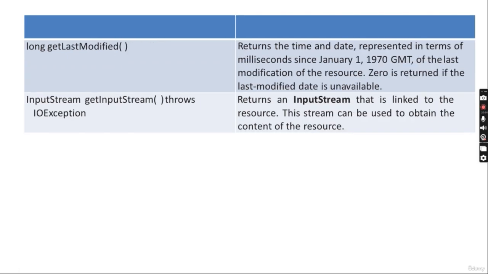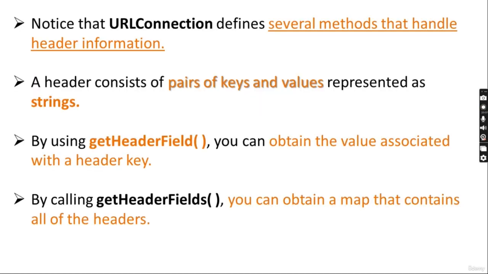long getLastModified() returns the time and date, represented in milliseconds since January 1, 1970 GMT, of the last modification of the resource. 0 is returned if the last modified date is unavailable. InputStream getInputStream() throws IOException returns an input stream that is linked to the resource. This stream can be used to obtain the content of the resource.